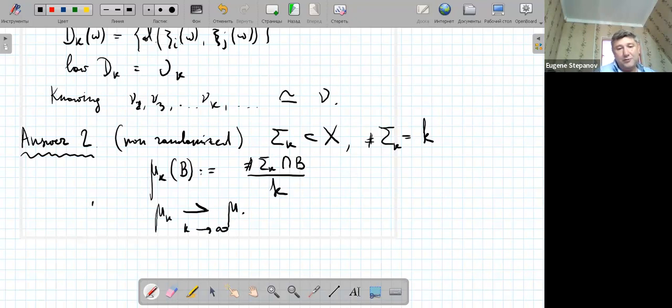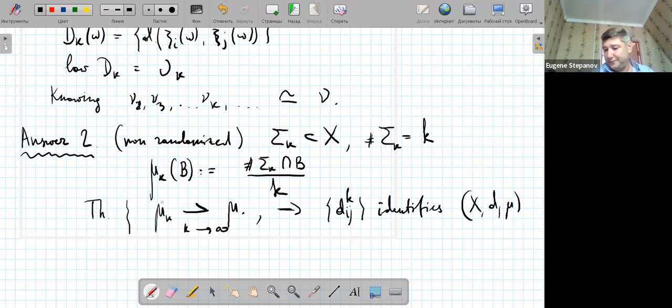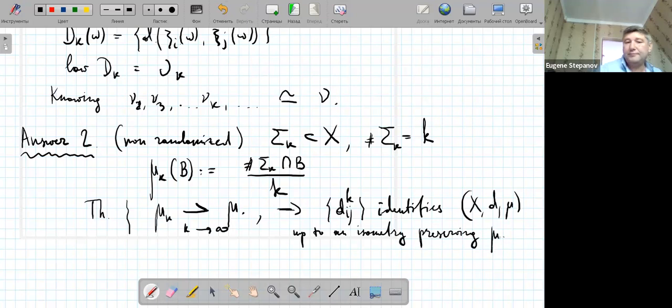If you are able to do so, then theorem: once mu k tends to mu, the sequence of distance matrices d_ij^k identifies your metric measure space (X, d, mu), again up to an isometry, while preserving the measure. And this is more or less the answer to my first question.